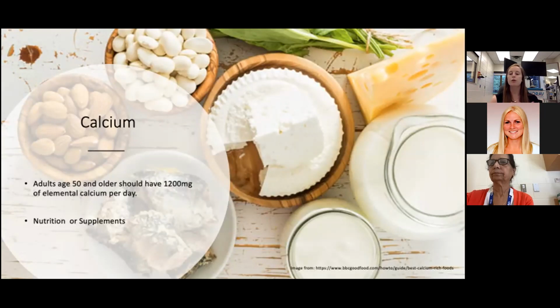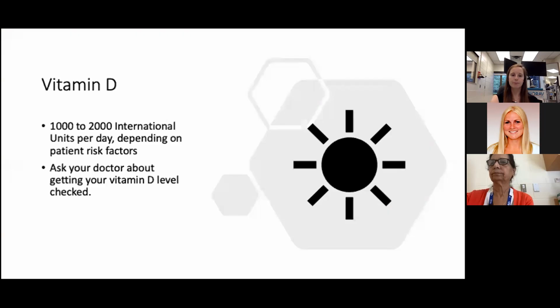If you can get this through your diet, through things like dairy or soy milk, that is definitely preferred to taking an oral supplement. If you can't quite reach the 1,200 milligrams per day of elemental calcium, then you can go to the drugstore and purchase a calcium supplement. But we'd really encourage you to talk to your doctor and use one of the online calcium calculators to see how much calcium you're actually receiving in your diet every day.